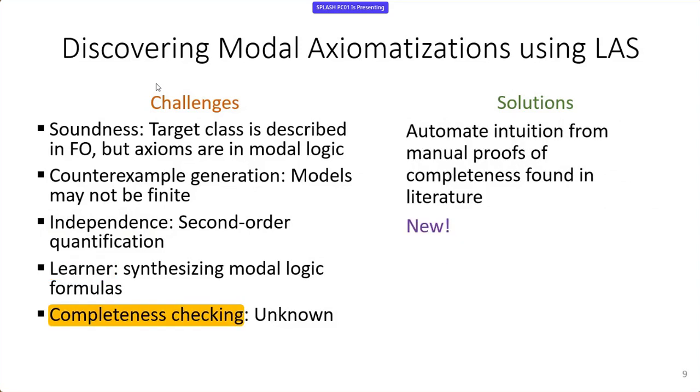The last thing is completeness. It also suffers from the issue of second order quantification, but more importantly, to our knowledge, there are actually no solvers that can check completeness for modal logic. So in this work, we develop a novel completeness checker that generalizes the intuition from manual proofs of completeness that are done in modal logic literature. And you can check out this solver in the paper. As you can see, while the LAS framework tells you what to build, actually building this framework for each domain is something that isn't trivial.